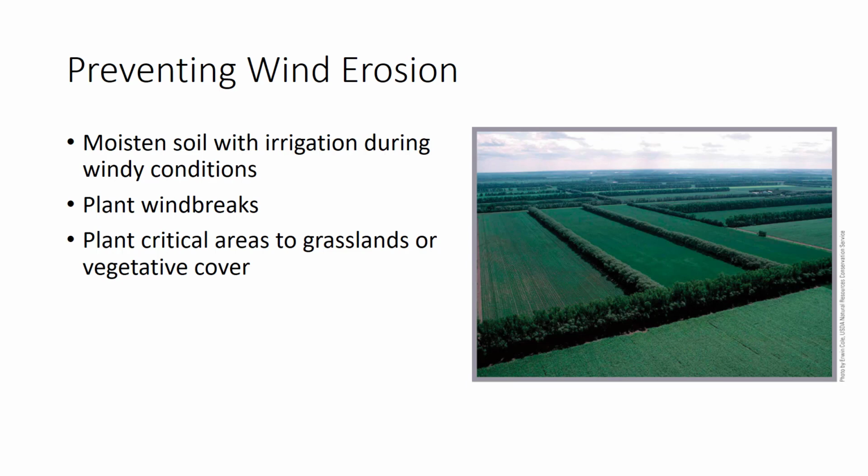Plant windbreaks of trees and large shrubs as shown in the photo. Windbreaks protect soil for a distance of about 10 times the height of the break by shortening the field, reducing wind velocity, and capturing blowing soil. Lastly, plant the most critical areas to permanent grasslands or other vegetative cover.